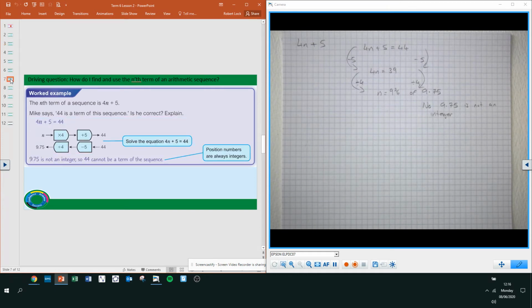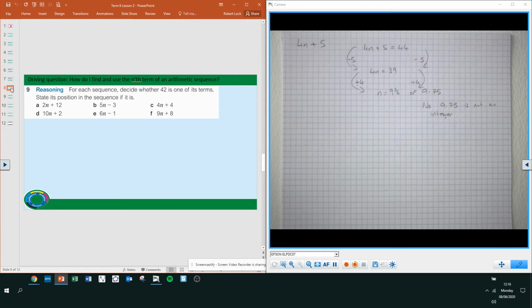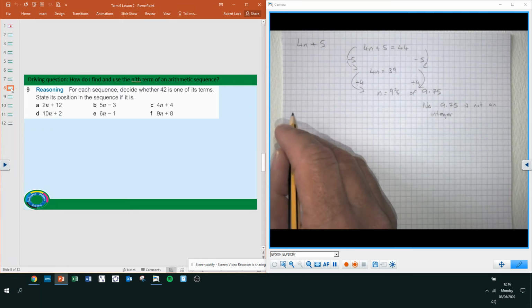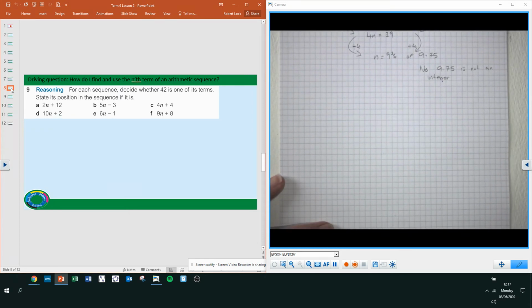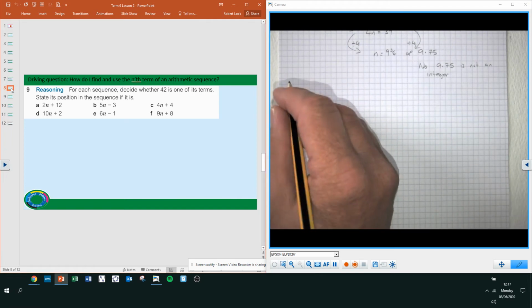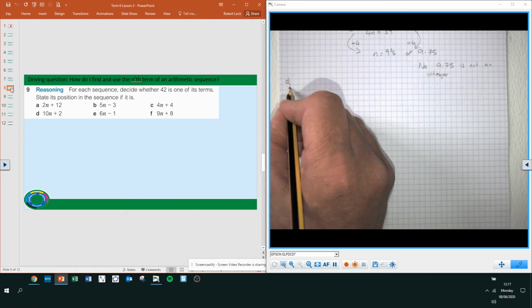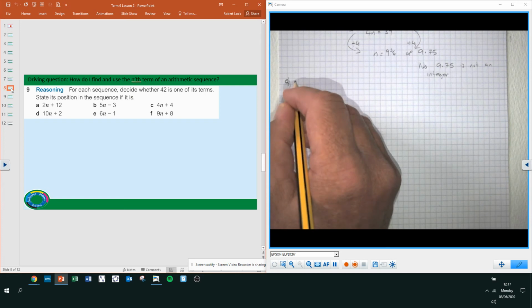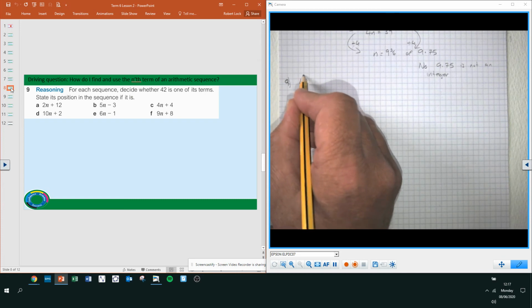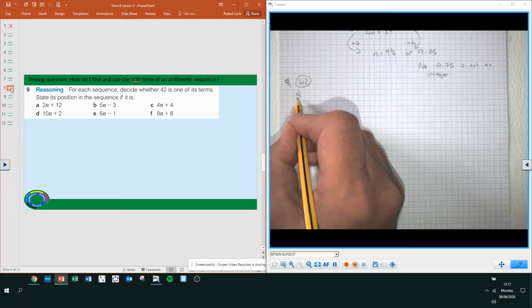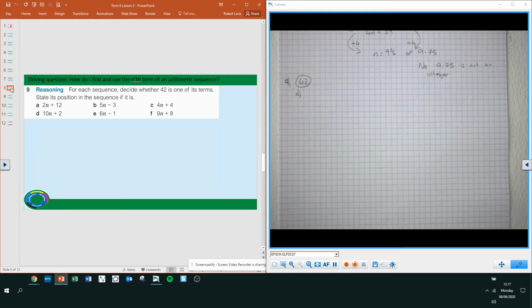Just to explain here, 44 cannot be a term of the sequence. So using that method in mind, reasoning for each sequence, decide whether 42 is one of the terms. I've seen that 42 somewhere before. 42 is our target number. So A. Pause the video, work out the answers. When you're ready, press play.